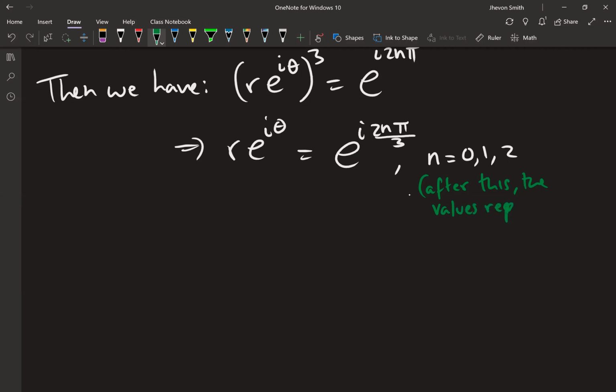Now you can take any 3 consecutive integers for n, but why not just choose the easiest ones to work with? So that's what we would choose. So clearly, r equals 1 in the above.